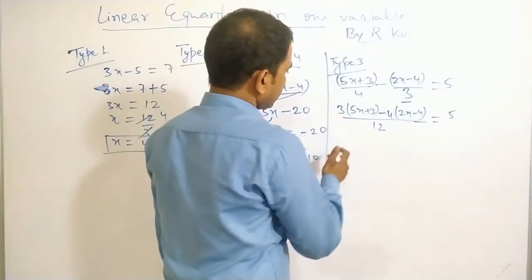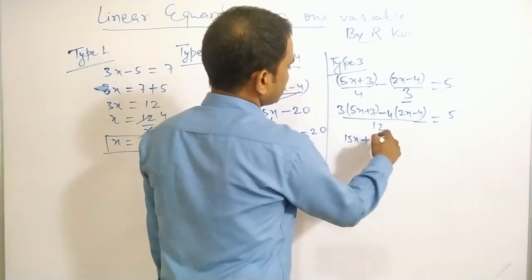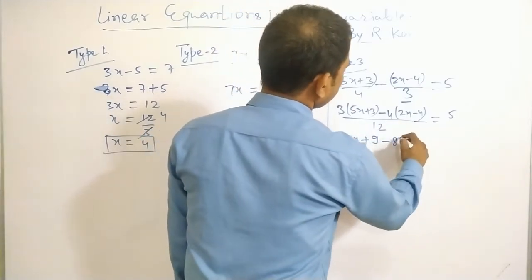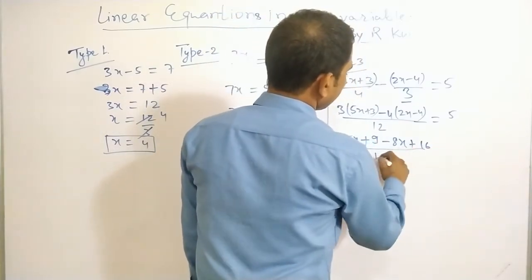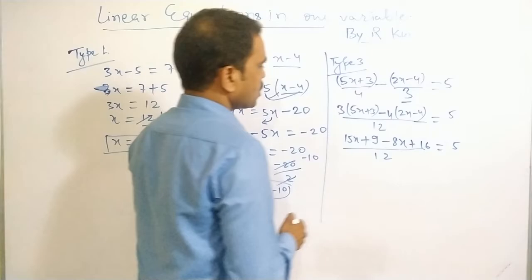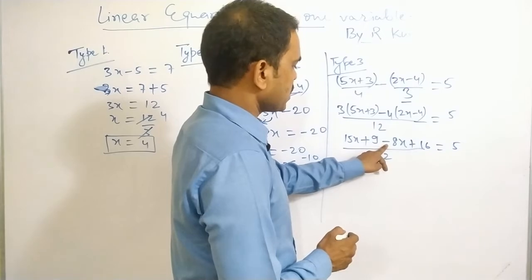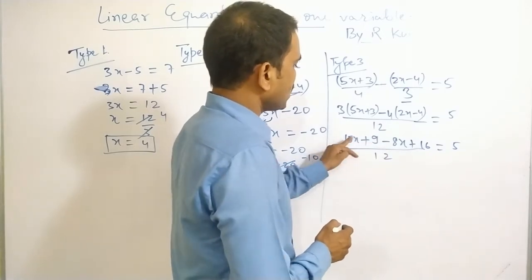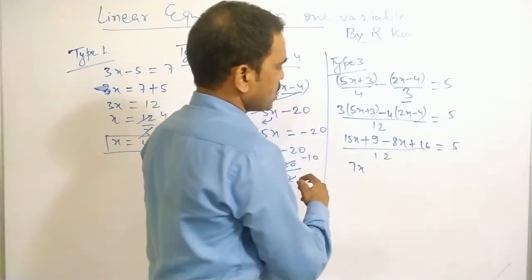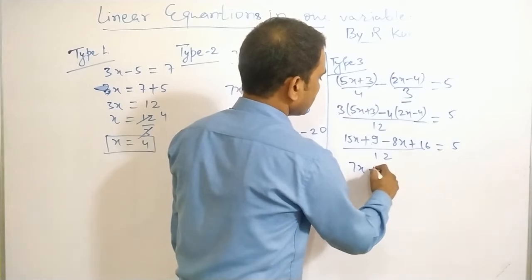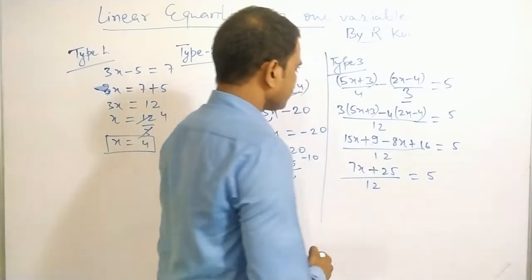Now you simplify this. In the numerator, 3 5s are 15x, plus 3 3s are 9, minus 4 2s are 8x, and minus minus plus, it will be plus 4 4s are 16, by 12 equals 5. Now you can see this is 15x and this is 8x, with a minus sign, so we can subtract these two. 15x minus 8x will be 7x, and 9 and 16 both have the same plus sign, so we will add them together. 9 and 16 will be 25 by 12 equals 5.